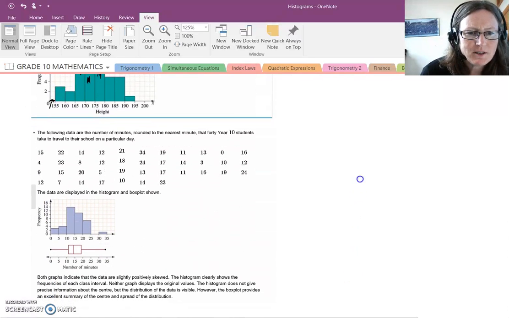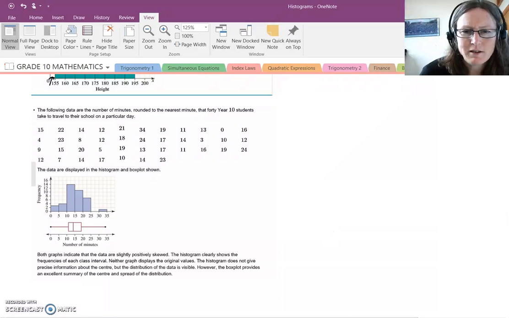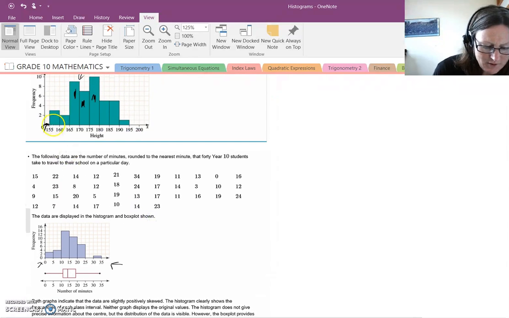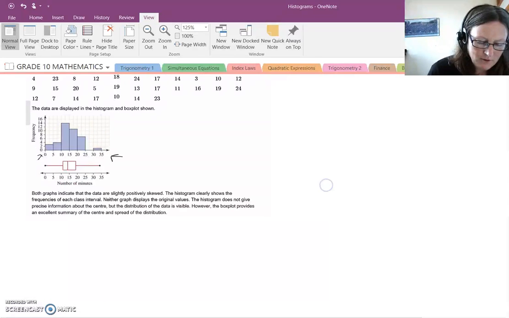Let's look at some specific data here. This is the number of minutes, rounded to the nearest minute, that 40 Year 10 students take to travel to school on a particular day. They've represented this data in a histogram. So we've drawn an axis down here, evenly spaced, going from 0 up to 35. Okay, there is no half gap left here because the x-axis starts at 0. The half gap was left up here because 155 was the start of the first column. So that's why there's a half gap left there. So back to this example here.